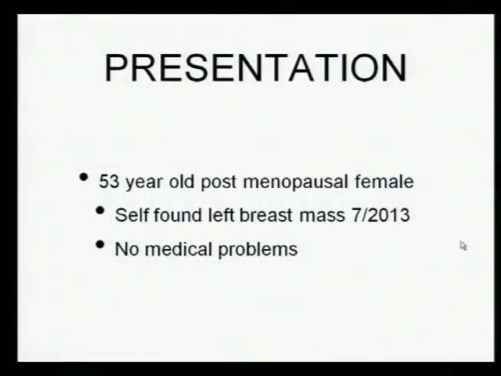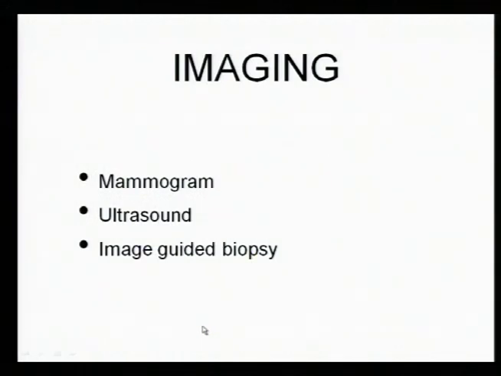This particular young lady was 53 at the time of her initial diagnosis. She had had a mammogram done in March of 2013, and in July of 2013, she found a left breast mass. Her past breast history was that of having a prior right breast biopsy and multiple cysts being removed. She had no previous medical problems of any type. So I'm going to let our radiologist take you through the imaging.